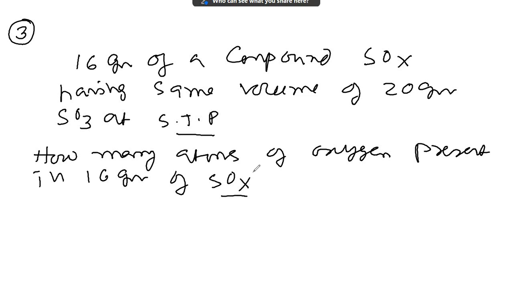A compound SOX, just 16 gram, has the same volume as 20 gram of SO3. We have to find out the number of atoms present in 16 gram of SOX. Let us proceed further. Having the same volume at the same temperature and pressure, equal moles have equal volume. So let us find out the number of moles present in 20 gram of SO3.